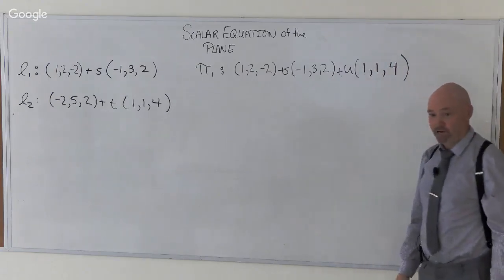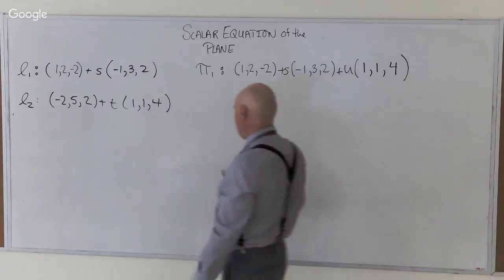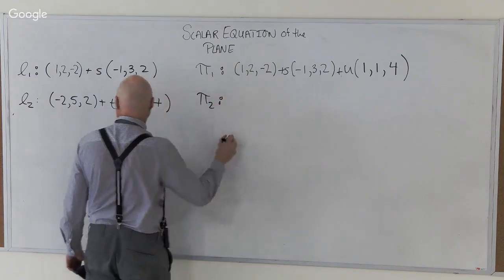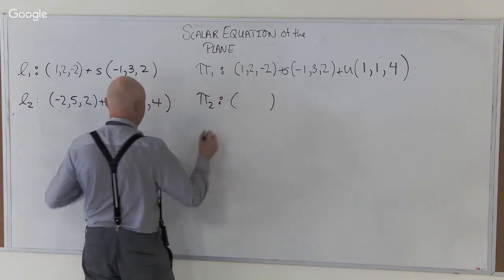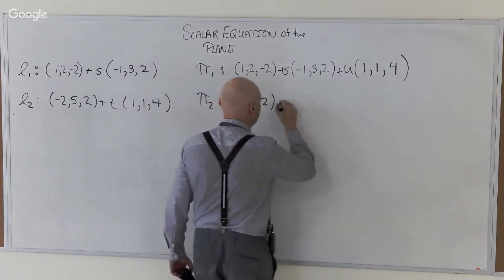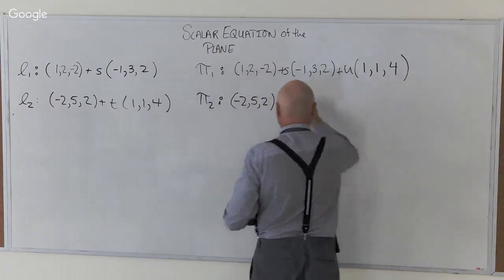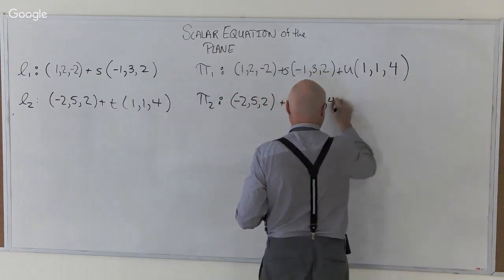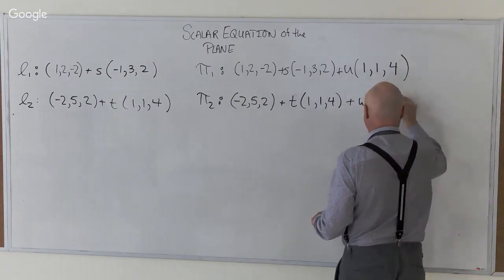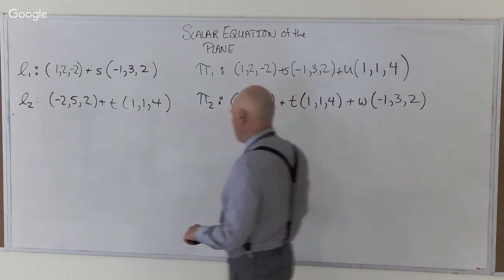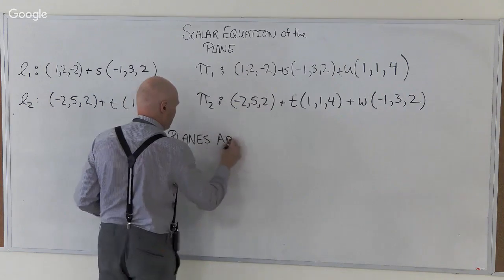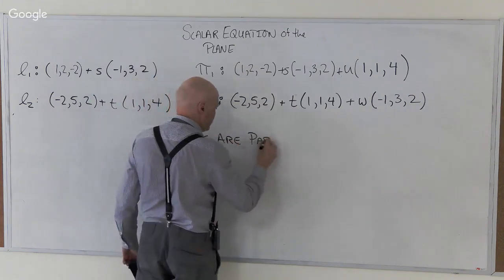Yeah, there we go. It's now parallel to line 2. Sorry, plane 1. I said plane 2, didn't I? Now we're going to make plane 2, and it's going to be parallel to this one, plus t times 1, 1, 4, and then plus w times -1, 3, 2. Planes are parallel, and they're in vector form.